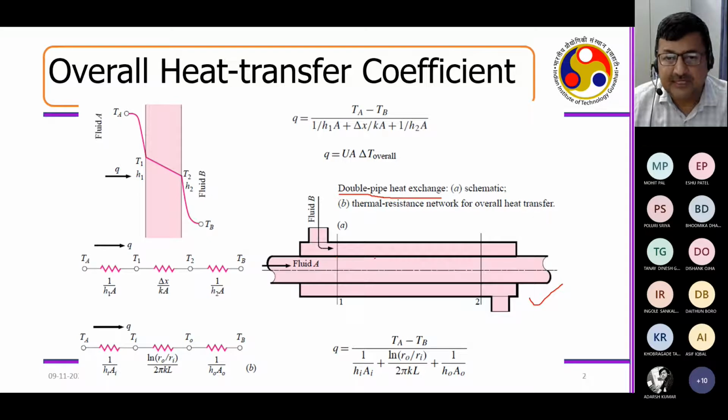So suppose I look at this particular wall. Outside there is a temperature, say TA, and suppose inside you have a hot fluid. So this TA is getting converted to T1 at this wall. Across the wall you are getting from T1 to T2, and then T2 to TB is inside the fluid B. Fluid B is the cold fluid, correct?